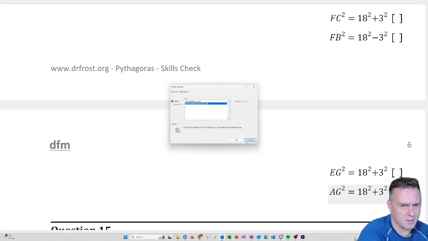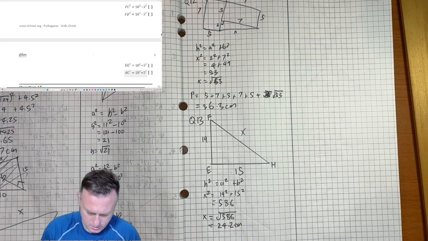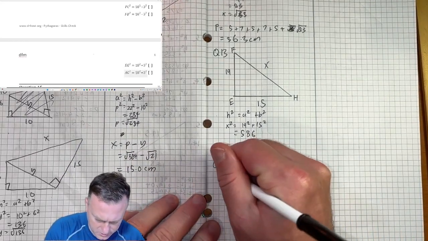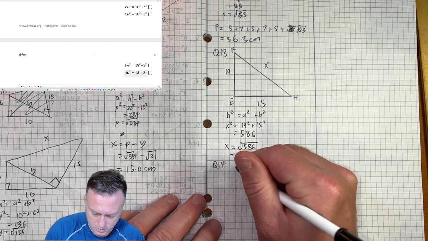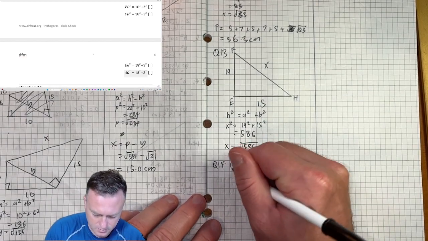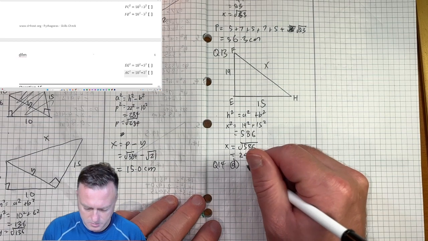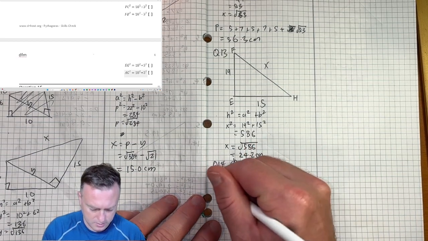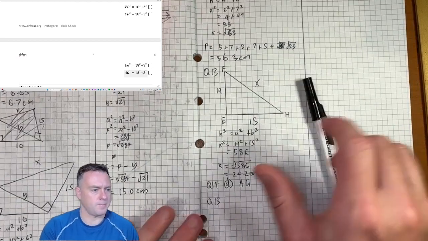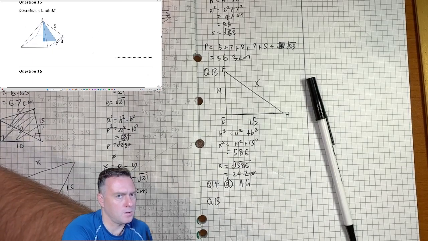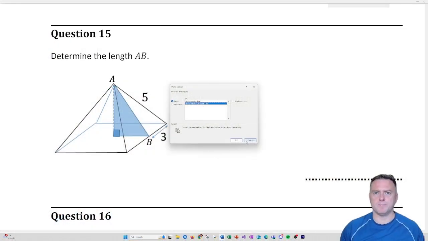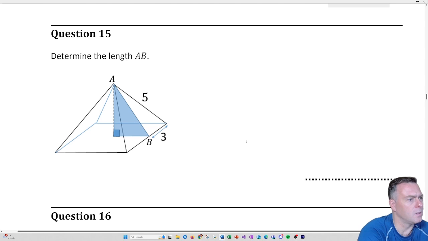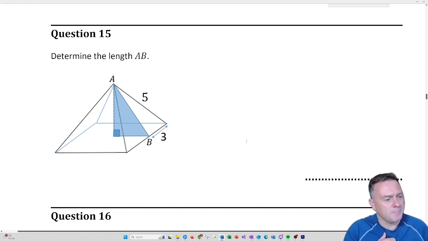So let's jump back over. So question 14 would be, I guess it's D, and we'll call it AG. Question 15. So determine the length of A to B.